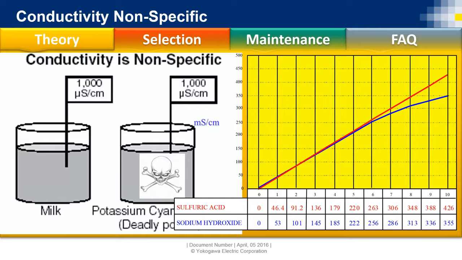So this is just a sample of the curve. Chemicals have a curve where, depending on the concentration, the conductivity value will increase, and then sometimes it will actually also decrease because of the mobility of the ions.